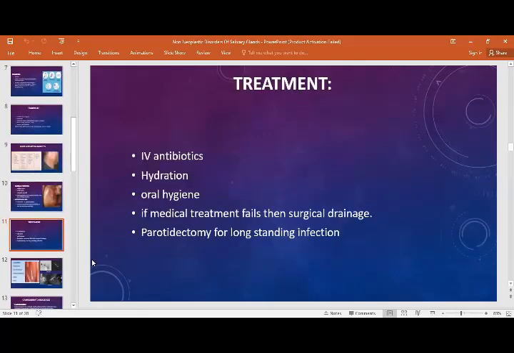The treatment in this case, again, is for a bacterial infection. Keeping this in mind, we have to give antibiotics, which most of the time are intravenous, keeping the patient hydrated, and oral hygiene should be very good. And in some cases, if medical treatment doesn't treat the patient, then we will go for surgical drainage and open the duct, and in very rare cases we have to go for parotidectomy.